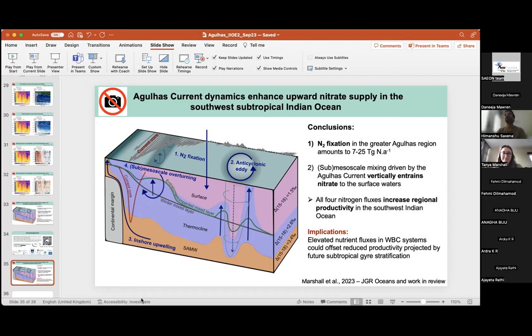Next question is, with the broadening or warming of the Agulhas Current, how do you expect the nitrate concentrations to change in the future?